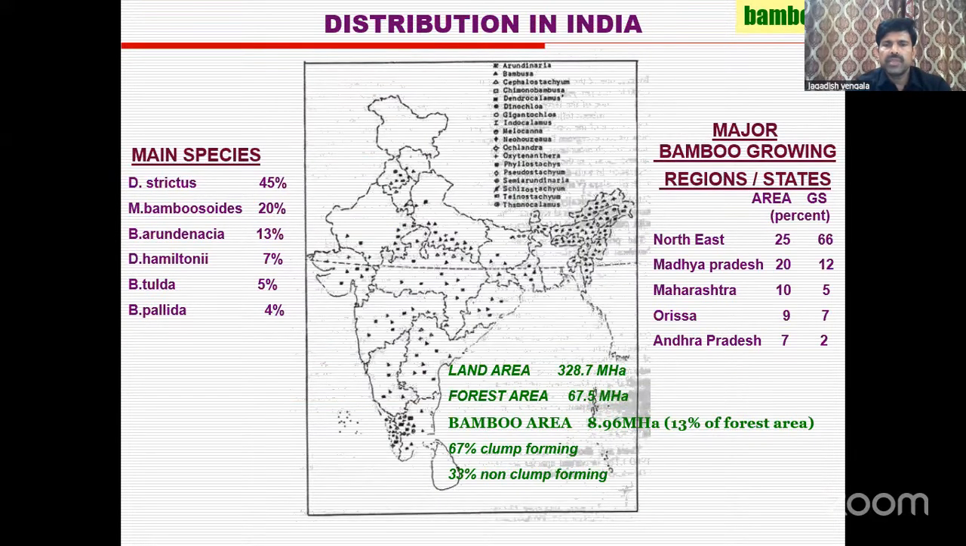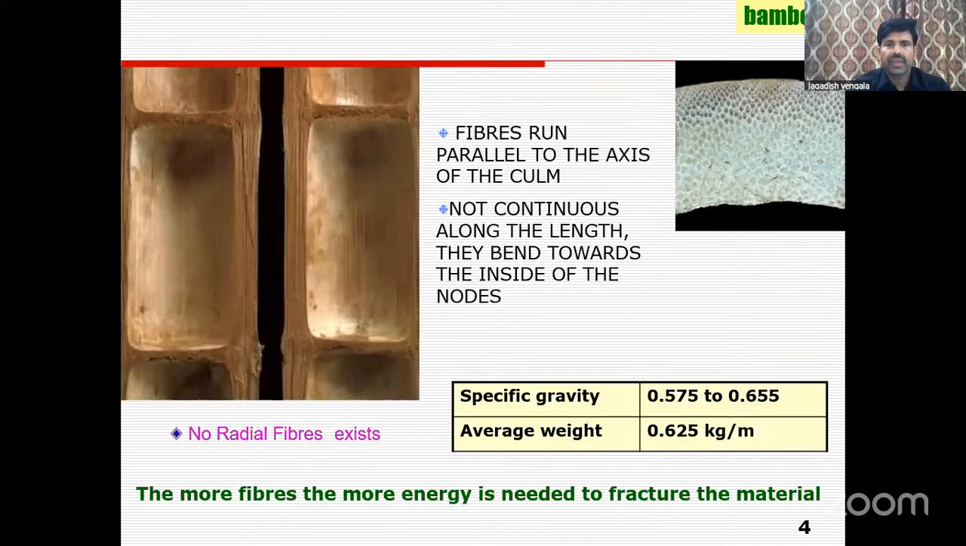There are two types of bamboo: clump form and non-clump form. Typically, in clump forming, a number of shoots come out from a single rhizome, and then the clumps form. The other classification is sympodial and non-sympodial type. Coming to it as a civil engineer, engineer and architect, we need to understand the bamboo cross-section and bamboo properties in an engineering way.